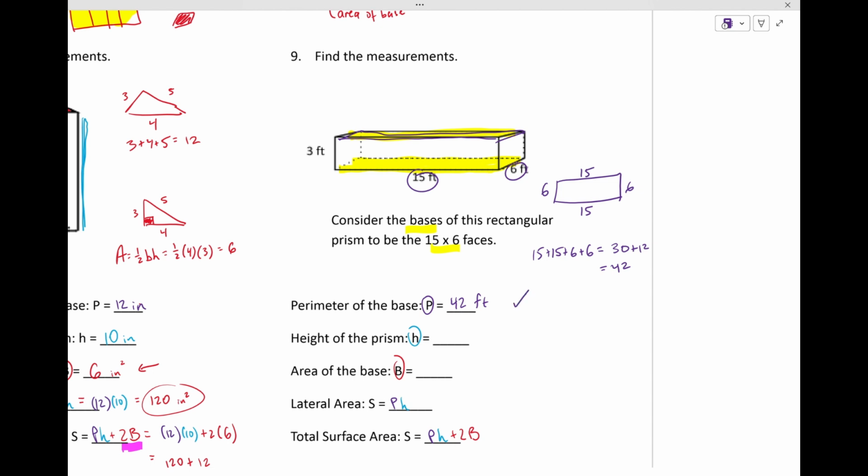Let's look for H, our height. Remember, height is from base to base. Our base is at the top and at the bottom, so our height is going to go up and down. It's 3 feet. Right, 3 right there.